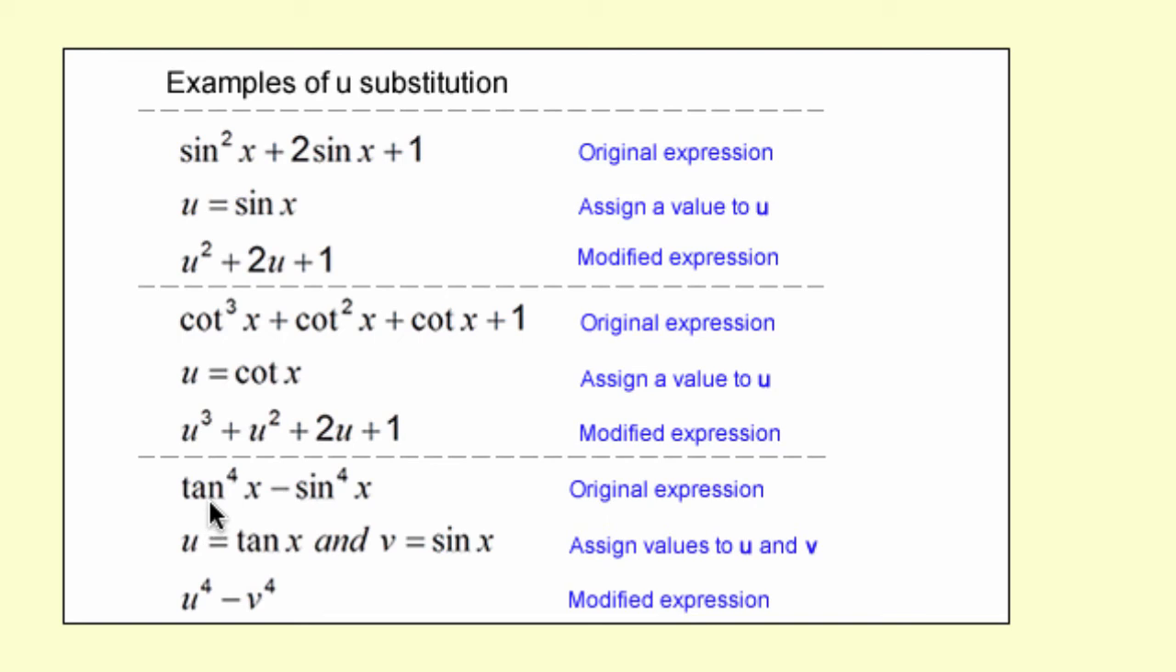The original expression is tangent to the fourth power of x minus sine to the fourth power of x. Assign values u and v this time because you have a tangent x and a sine x. So u is tangent x, v is sine x. You get u to the fourth minus v to the fourth, and then it's easier to factor that as opposed to the more complicated tangent to the fourth x minus sine to the fourth x.